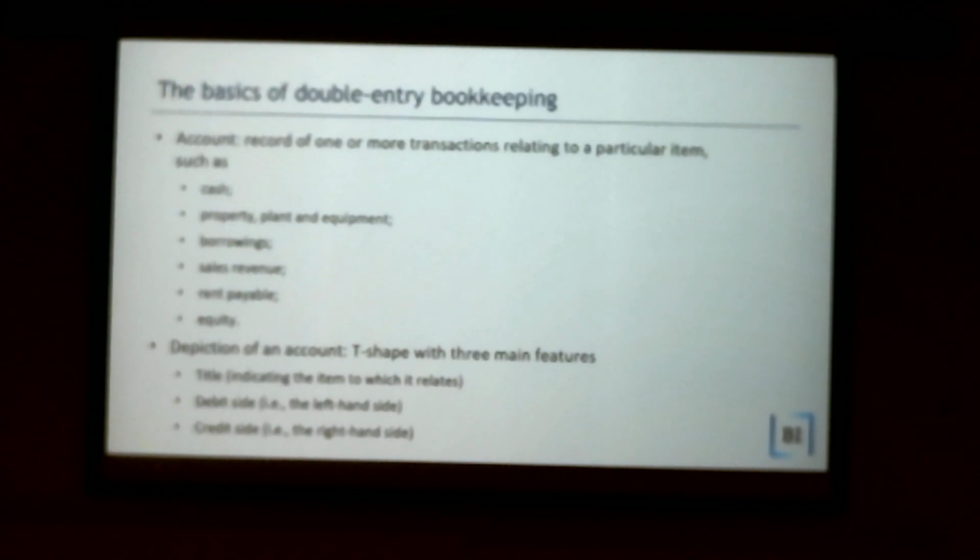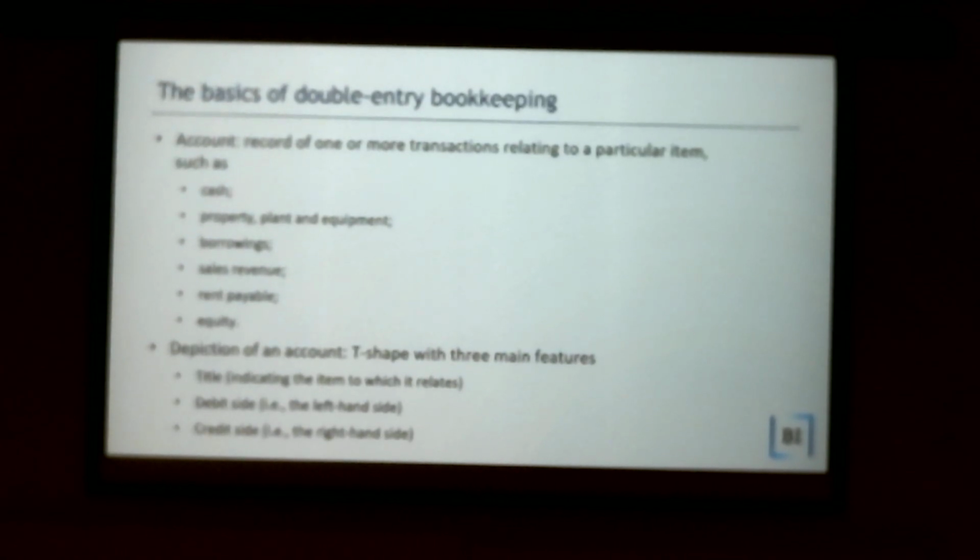So the basic idea is that you set up different accounts. Yeah? So you see where the name accounting comes from. It comes from these accounts. An account is a record of one or more transactions relating to a particular item. Such items are, for example, cash, property, borrowings, revenue, rent payable, equity. So you see, it's basically all elements that show up either in the statement of financial position or in the income statement, right? So these accounts are basically our financial statement elements.